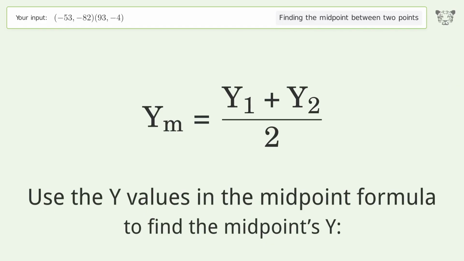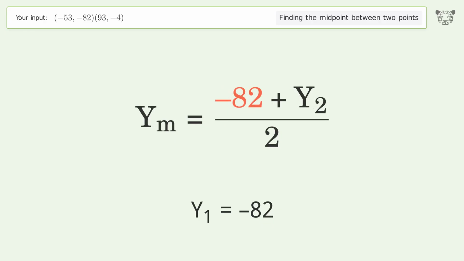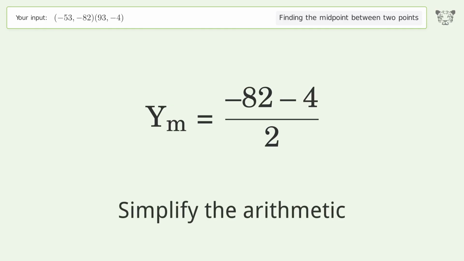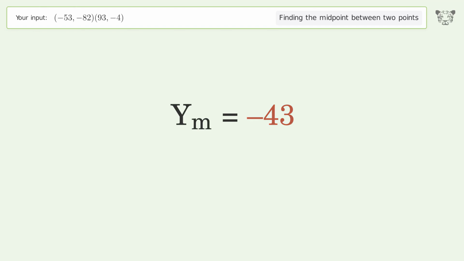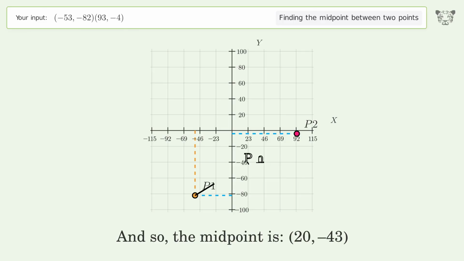Use the y values in the midpoint formula to find the midpoint's y. y1 equals -82. y2 equals -4. Simplify the arithmetic. And so, the midpoint is 20, -43.